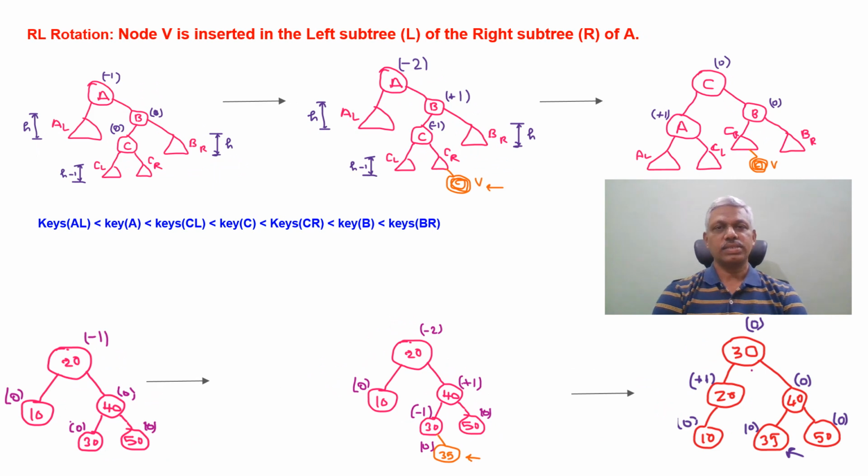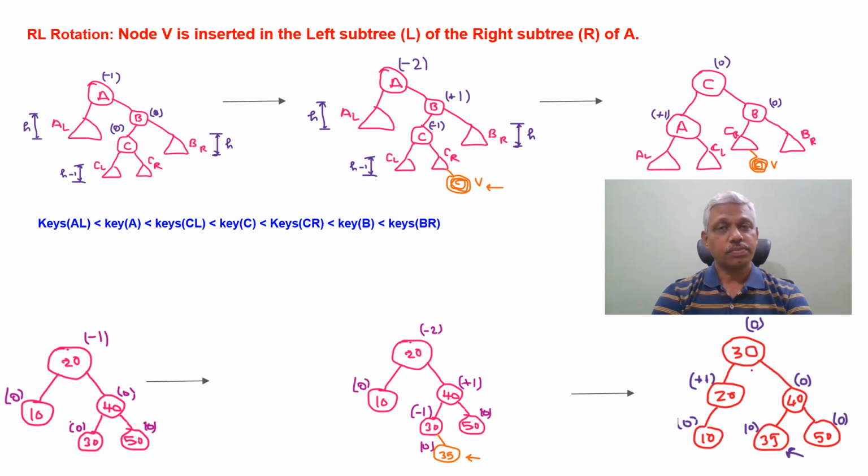Now we look into the last one, the fourth rotation, RL rotation. That means a vertex V is added in the left subtree of the right subtree of A. So in this case, again, we'll consider the observation here. A is a vertex, B is the right child of A, and C is the left child of B, and CL and CR are the left and right subtrees of C. Let us assume that the height of the left subtree of A, AL, is equal to H, whereas the left and right subtrees of C have height H minus 1.